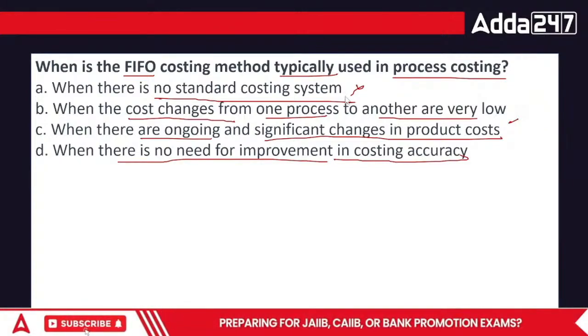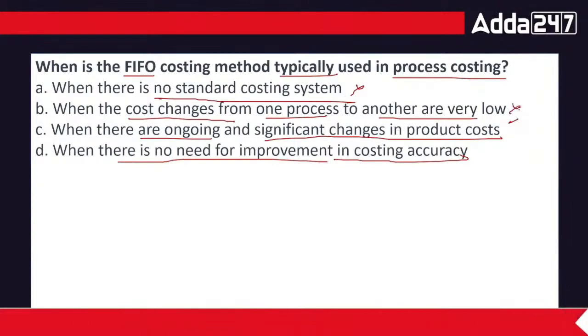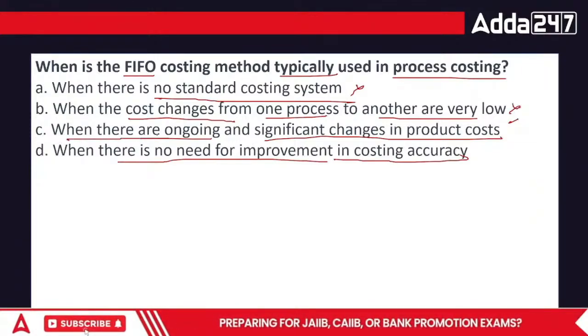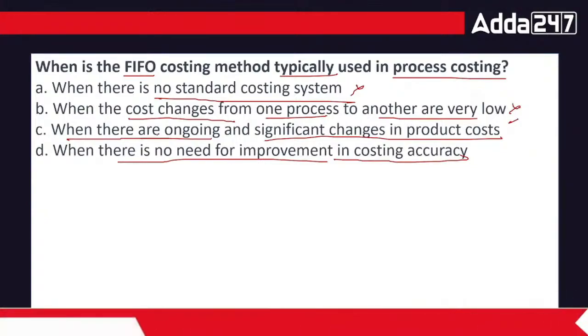Whatever comes first would be used first. Okay, so that is the first thing, and the cost changes from one process to another is very low. This can also not be the reason. The right answer should be this: when there are ongoing and significant changes, meaning there are major changes coming in that particular thing. That's why it is important that we note it down accordingly.